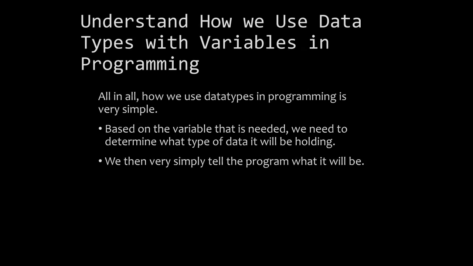Okay? All in all, how we use data types in programming is pretty simple. Based on the variable that is needed, we need to determine what type of data we will be holding. It's just that easy. If it's a number, you've got to ask if it's going to be an integer or a decimal. If it's a string, it's a string. If it's a date, it's a date. If it's a Boolean, it's a Boolean. Pretty easy, right? We'll dive into this and expand on this as the course progresses, but right now, let's just keep it as simple as possible for your understanding. That's all you really need to do, okay?